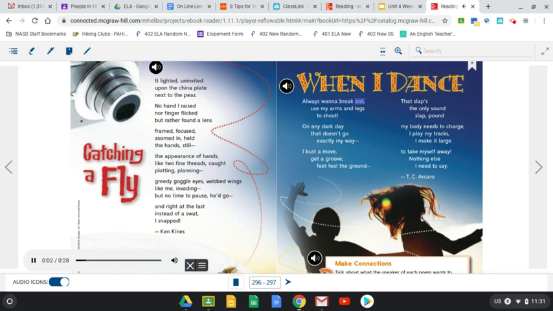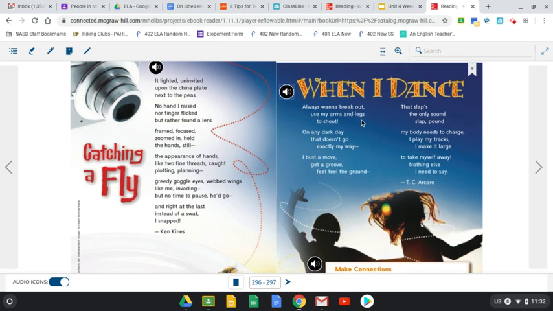When I dance, always want to break out, use my arms and legs to shout. On any dark day that doesn't go exactly my way, I bust a move, get a groove, feet feel the ground. That slap's the only sound, slap, pound. My body needs to charge. I play my tracks, I make it large, to take myself away. Nothing else I need to say.